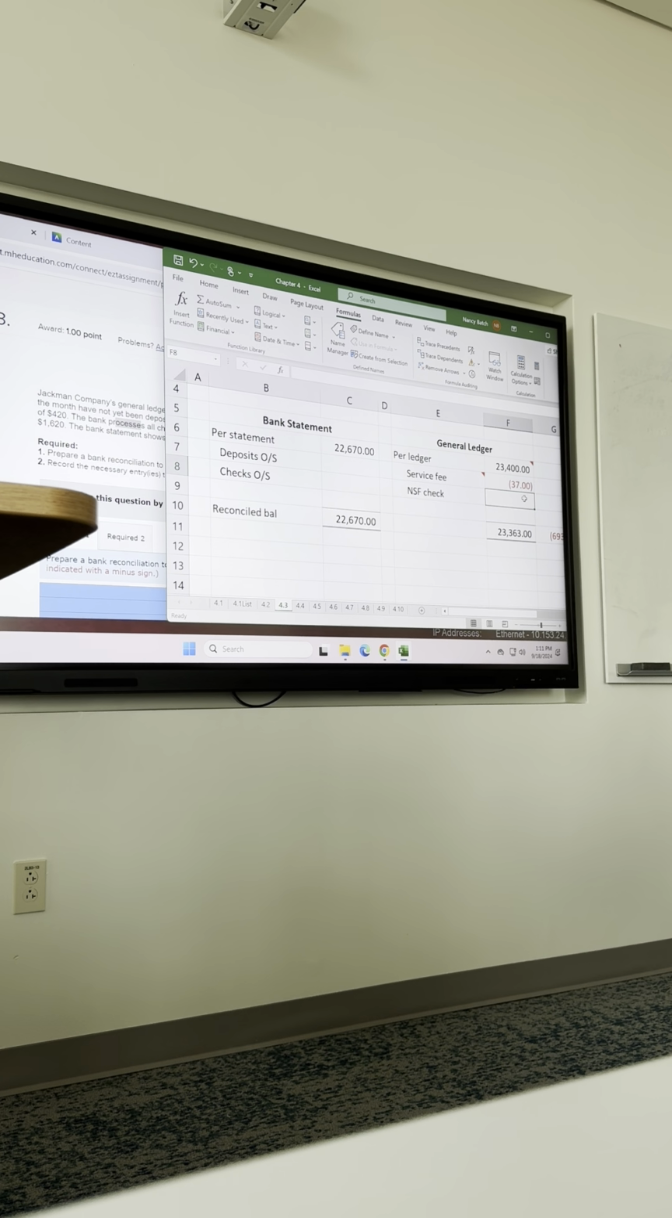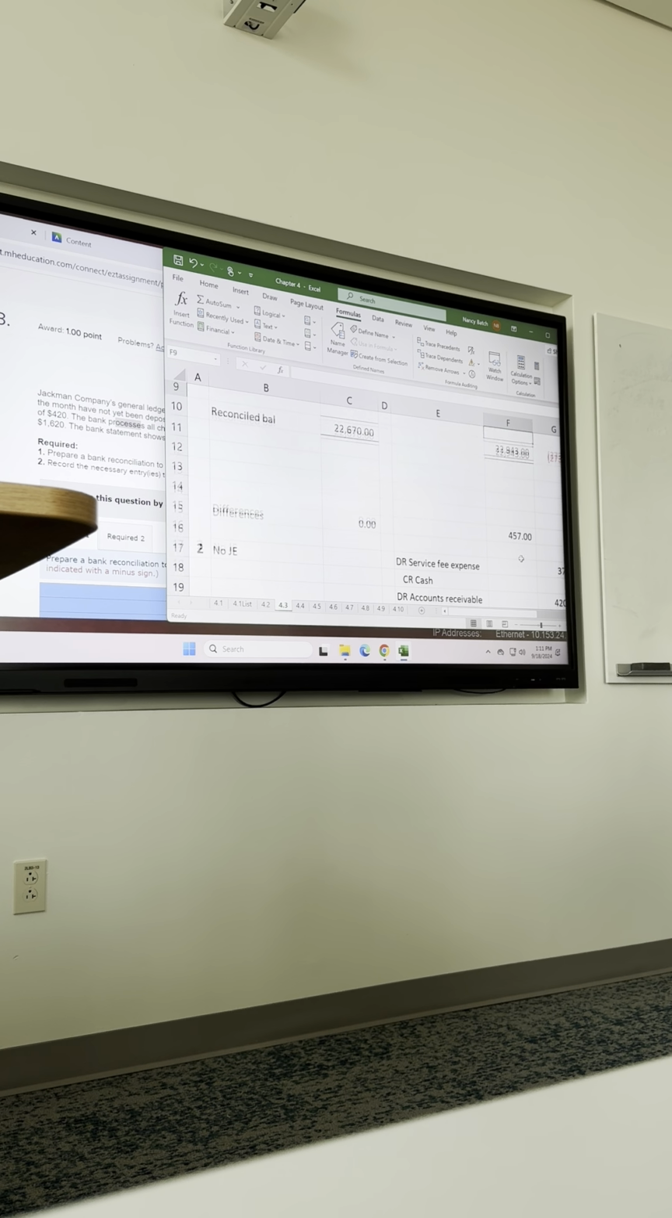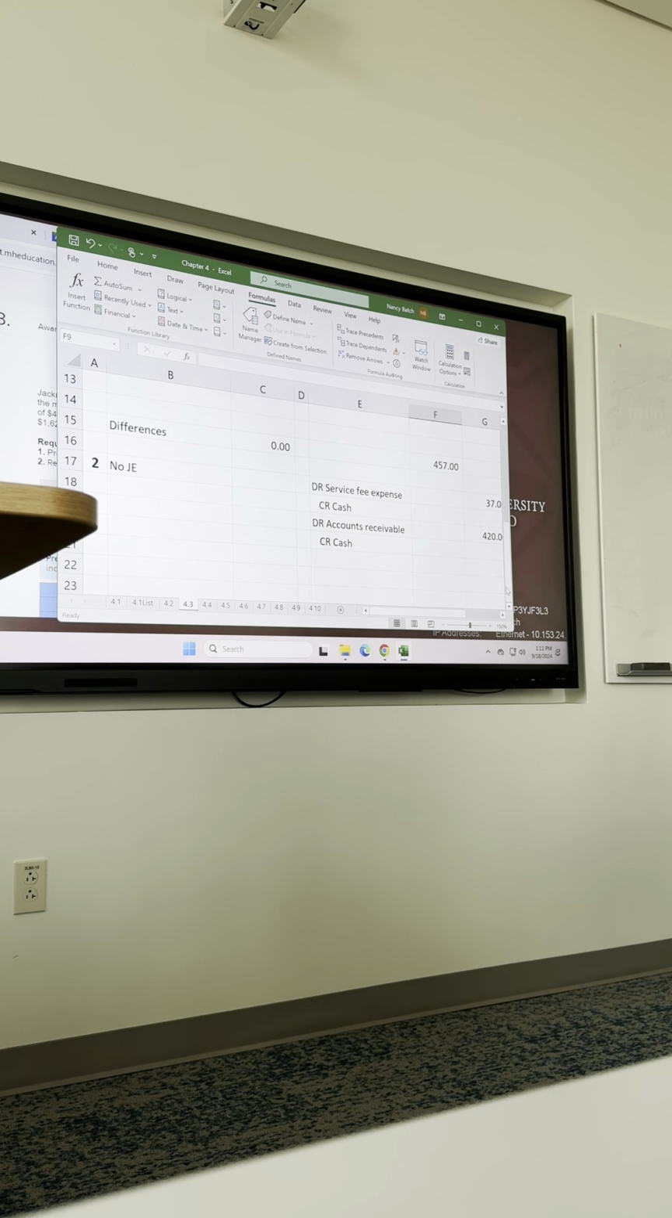Debit a liability and credit cash. You have to take it out of cash because it doesn't exist anymore, right? There's no cash to back it up. Okay? But right here, you now have an account receivable. Your customer still owes you the money. You see that?